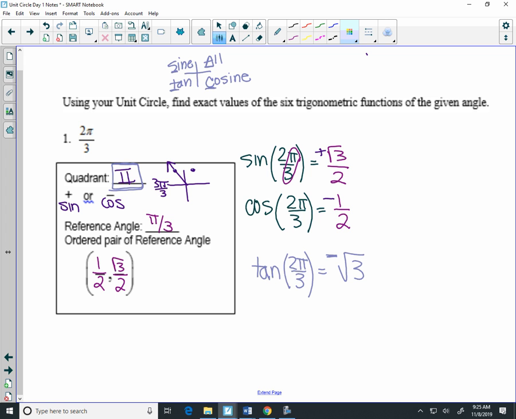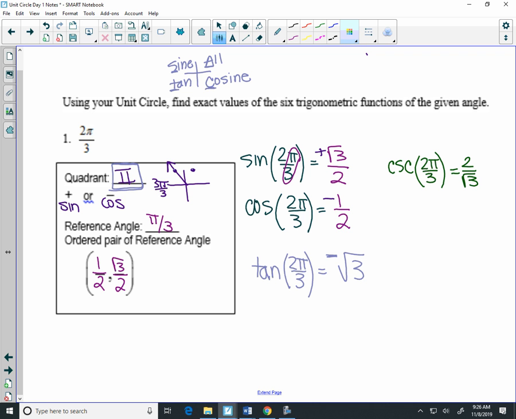Okay, that's tangent. Let's do the other 3 because they go right with it. Cosecant is 1 over sine. It's sine's reciprocal, not its inverse. I had to think through which word to use because sine does have an inverse and it's not cosecant. But cosecant is literally sine's reciprocal. We just flip it and rationalize. So if sine is radical 3 over 2, cosecant is 2 over radical 3.